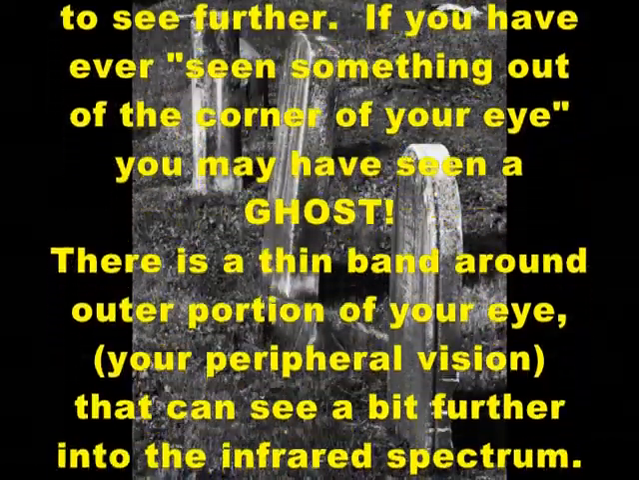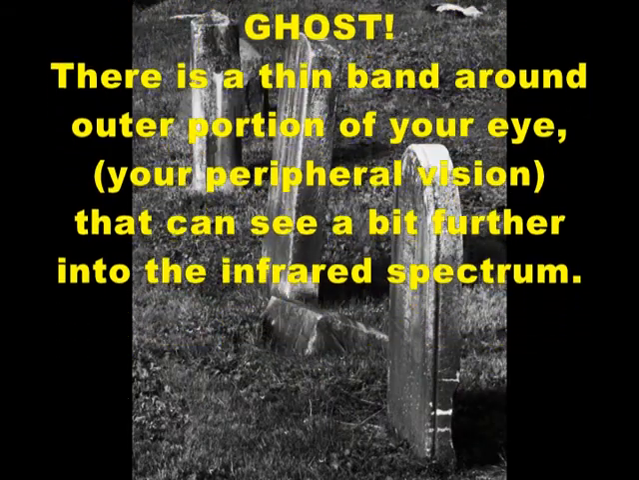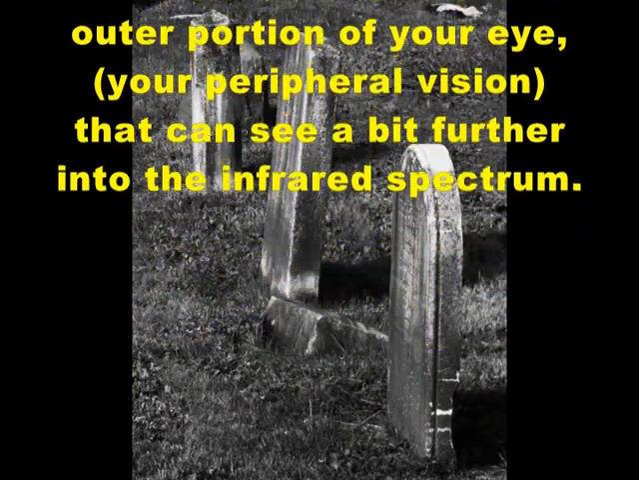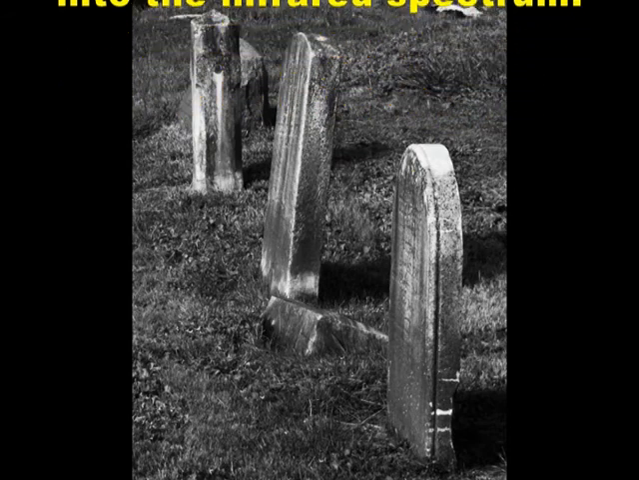If you have ever seen something out of the corner of your eye, you may have seen a ghost. There is a thin band around the outer portion of your eye, your peripheral vision, that can see a bit further into the infrared spectrum.